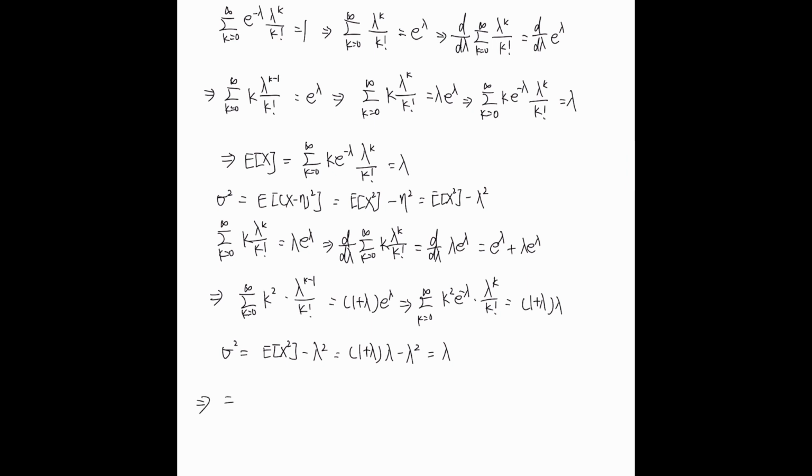So we have E of x(t) equals lambda t, and E of x squared(t) equals (1 plus lambda t) lambda t. Sigma x squared of t equals lambda t.